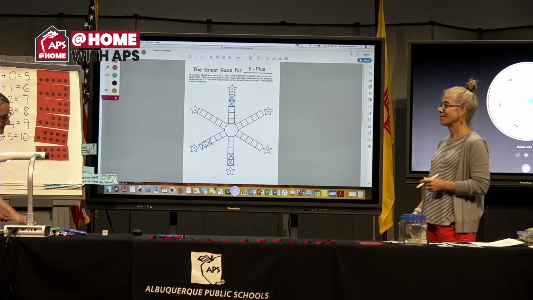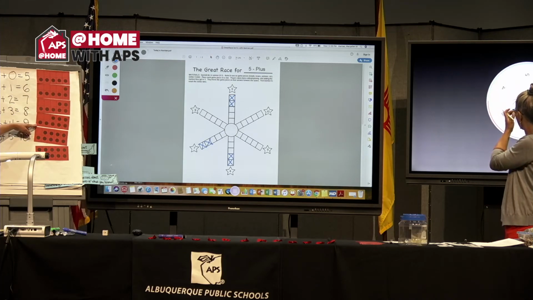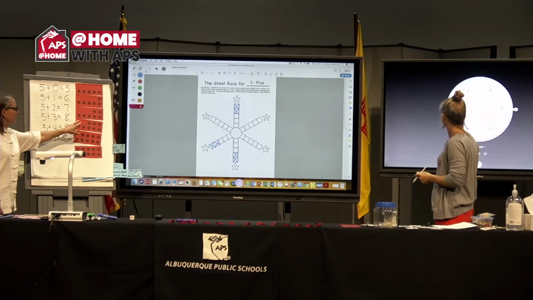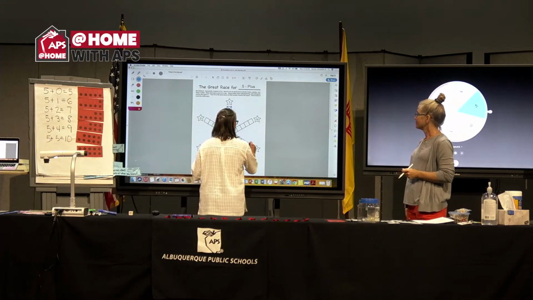I got a 3 this time. Oh, there we go. So where do we see 5 plus 3? I see it here. And I might know it's 8, or I might also think about the 10 frame and 2 are empty. So that's 8.